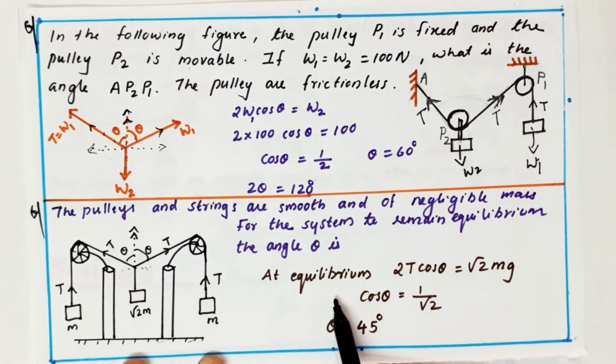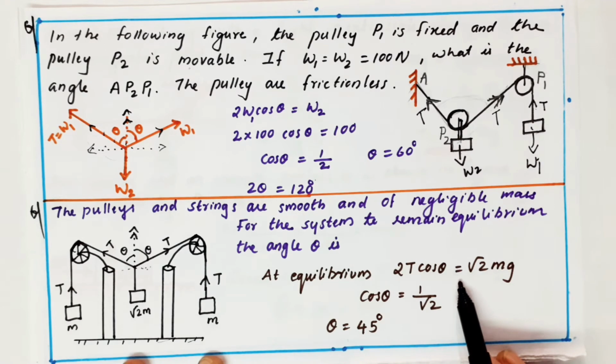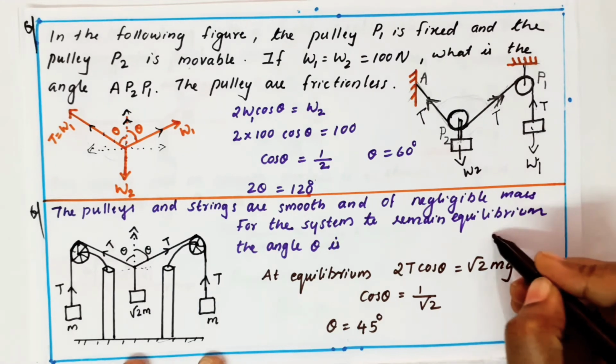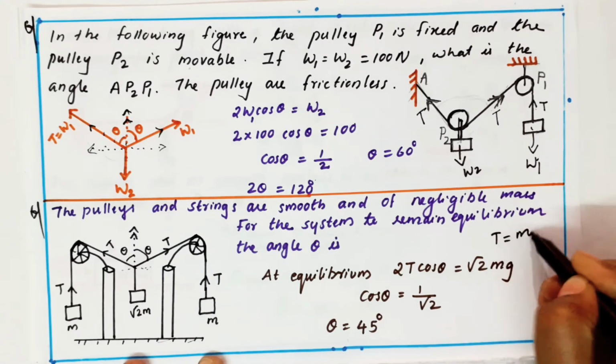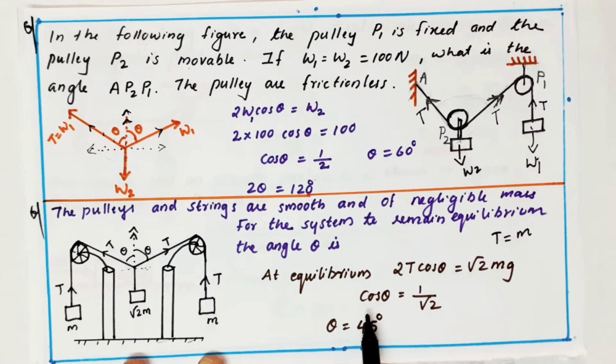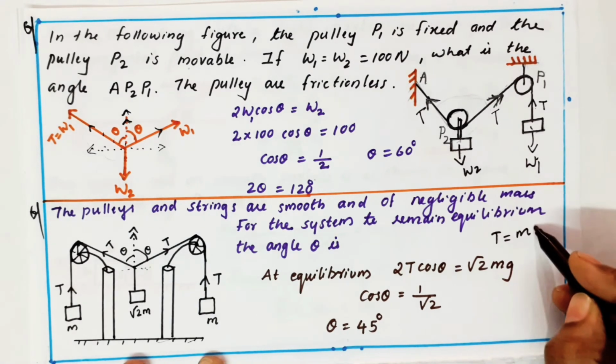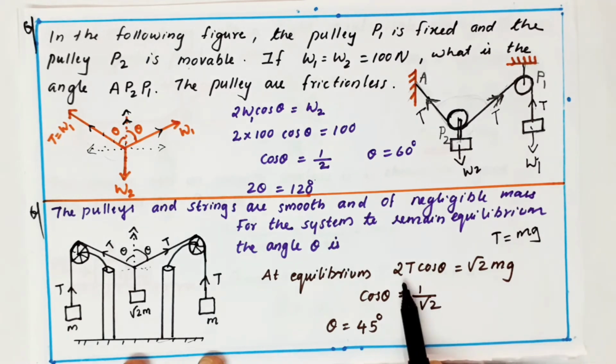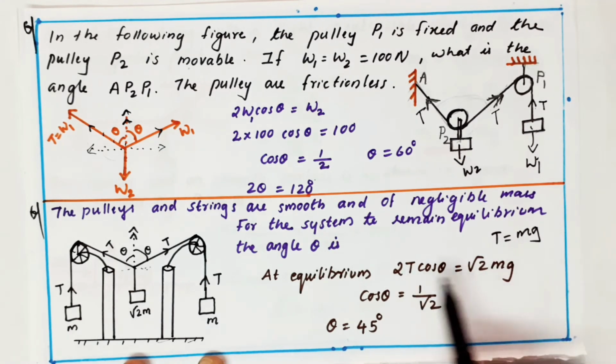So we can write at equilibrium 2T cos theta, that should be equal to root 2 mg. Then we already found T is equal to mg. Okay. So we will write cos theta is equal to, what will be cos theta? T is equal to mg. So we can write here also mg. So mg and T get cancelled. So cos theta is equal to 1 by root 2, theta equal to 45.